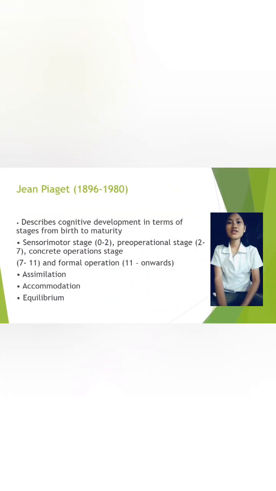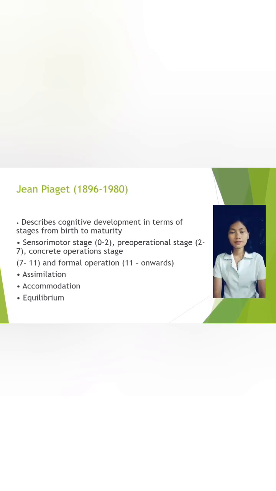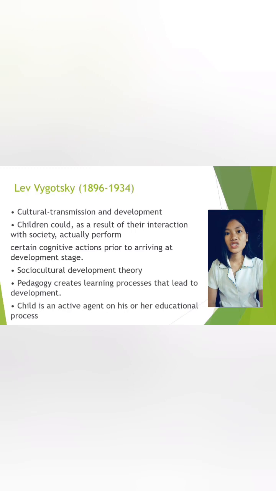Jean Piaget describes cognitive development in terms of stages from birth to maturity: sensory motor stage, 0 to 2; pre-operational stage, 2 to 7; concrete operation stage, 7 to 11; and formal operation, 11 onwards. Lev Vygotsky, cultural transmission and development. Children could, as a result of their interaction with society, actually perform certain cognitive actions prior to arriving at a developmental stage. In sociocultural development theory, pedagogy creates learning processes that lead to development. The child is an active agent in his or her educational process.